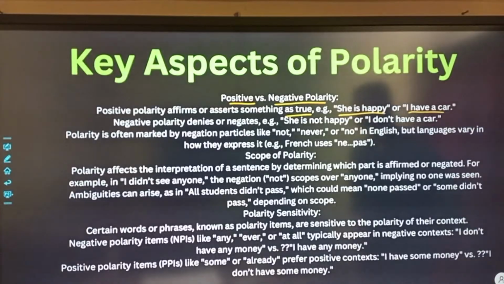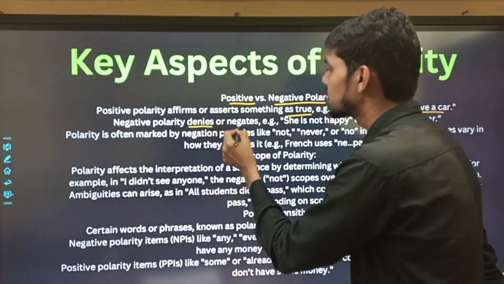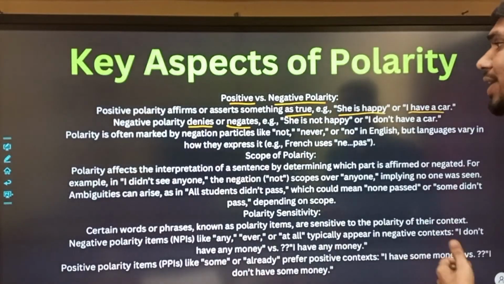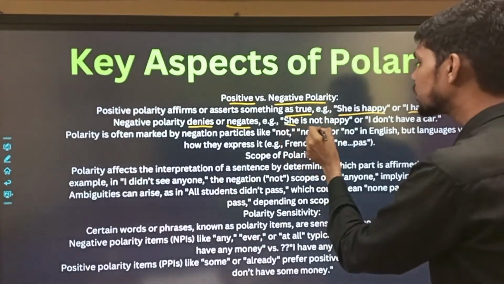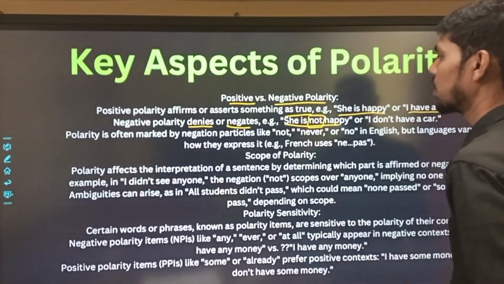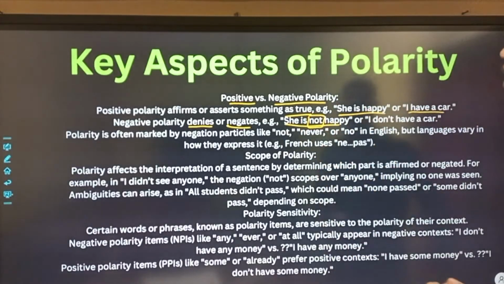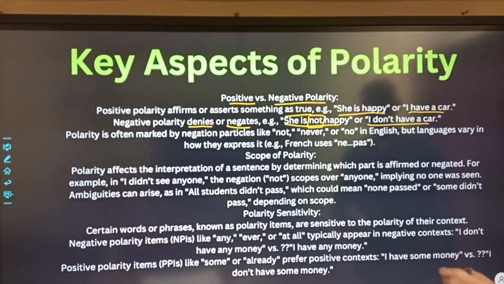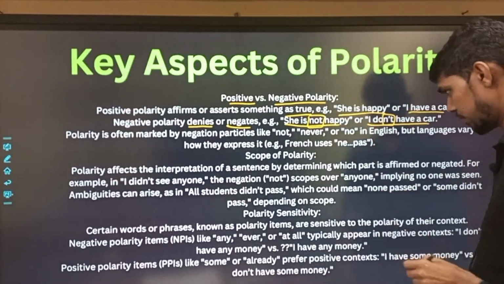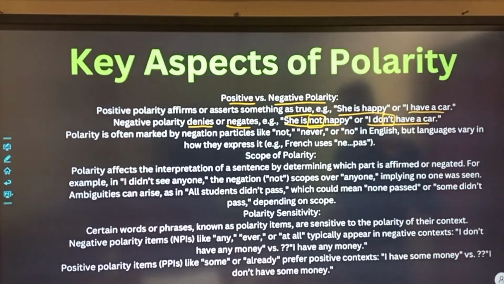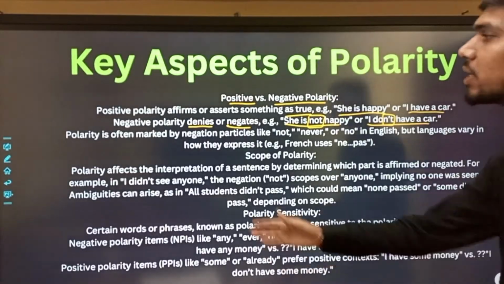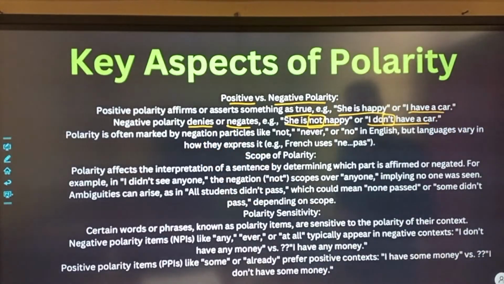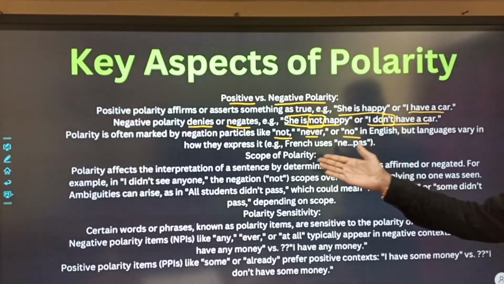I have a car. Okay, negative polarity denies or negates. Example, she is not happy. So here not is the marker that makes the sentence negative. And the next is I don't have a car. So here do not or not is the negative marker that makes the sentence negative. Polarity is often marked by negation particles like not, never, and no in English, but languages vary in how they express it. French uses ni, pas.